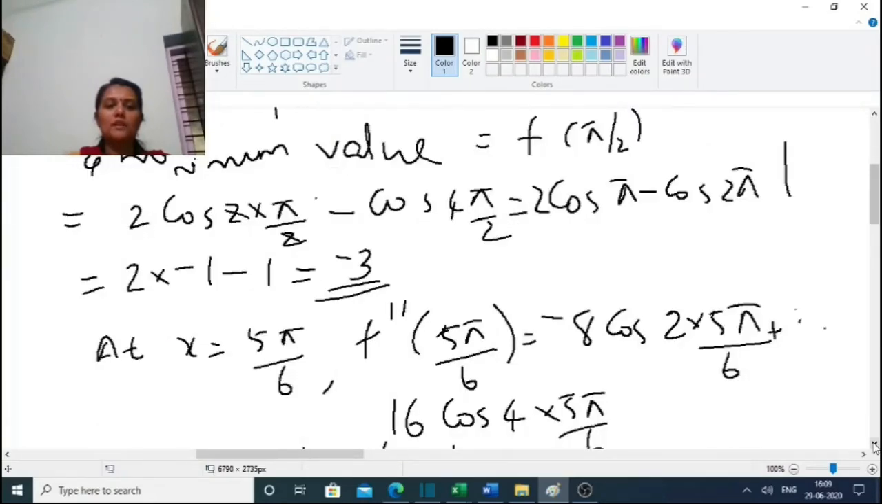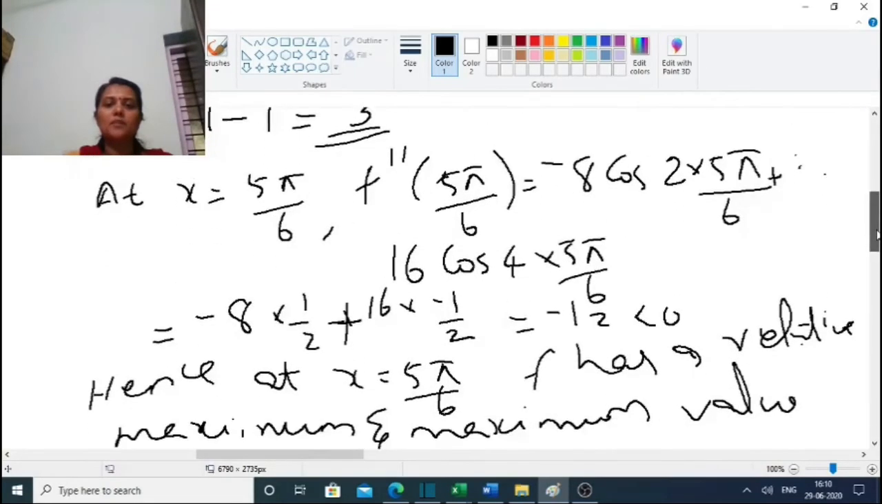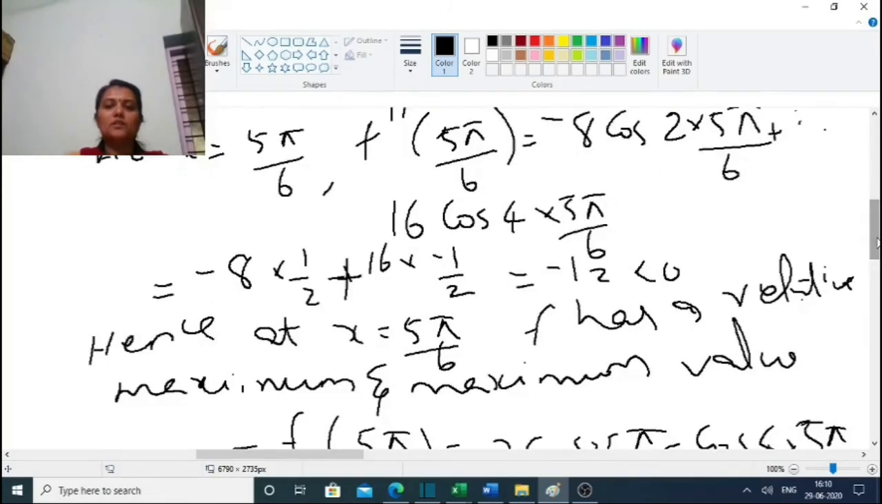So 2 minus 2 minus 1, which is equal to minus 3. Now the next point is 5 pi by 6. So at x equal to 5 pi by 6, f double dash of 5 pi by 6 is equal to minus 8 cos 2 into 5 pi by 6 plus 16 cos 4 into 5 pi by 6. So which is equal to minus 8 into cos 10 pi by 6, which is 300.